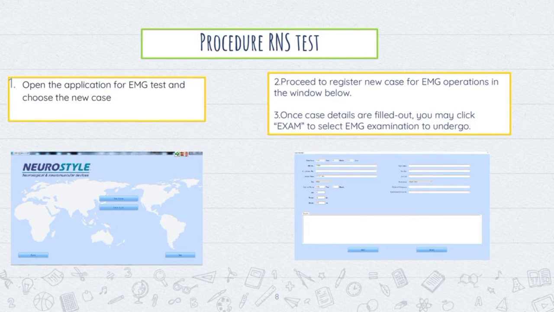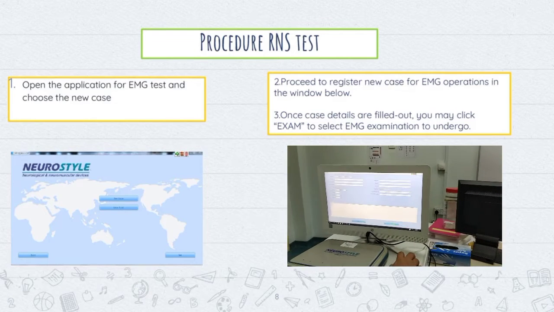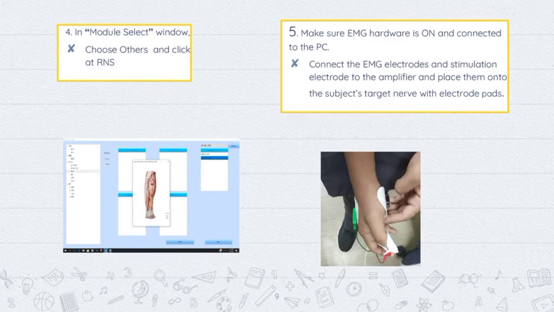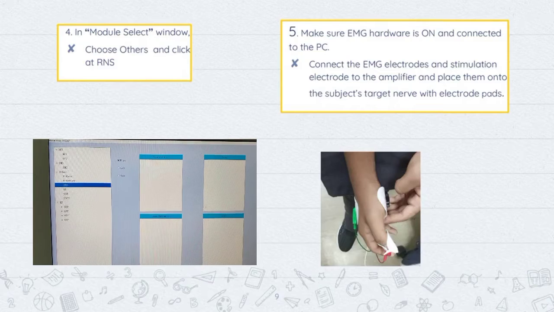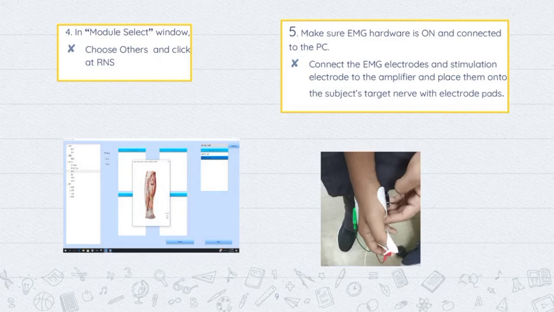Procedure of the RNS test. Firstly, open the application for EMG test and choose new case. Number 2, proceed to register the new case for EMG operation in the window below. Number 3, once case details are filled out, you may click Exam to select the EMG examination to undergo. Number 4, in the module select window, choose order and click add RNS.